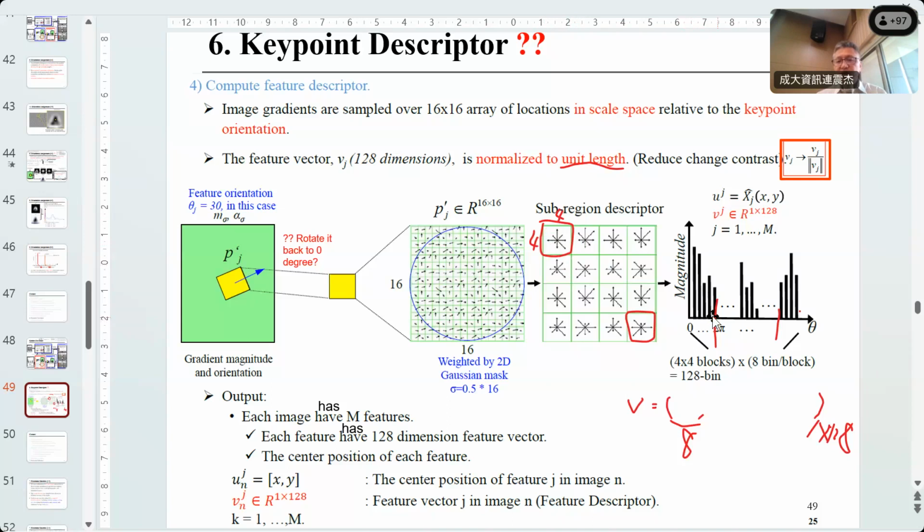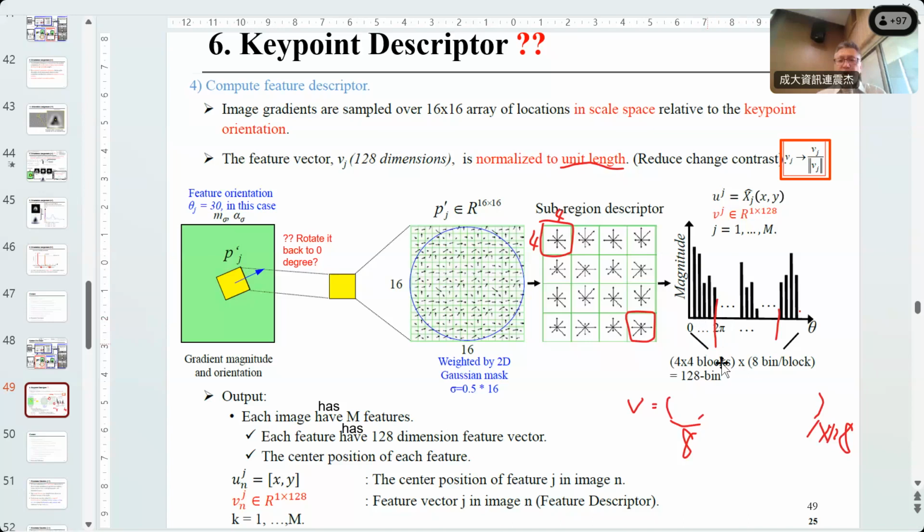So here, okay. Because it totally has 4 by 4, 16 regions. This is one page. We divide it by 4 by 4, 16 small regions. For each, we call it a subregion, they have 8 bins. It means 8 rotation angles. So for each rotation angle, they accumulate their magnitude. So that's the final result.